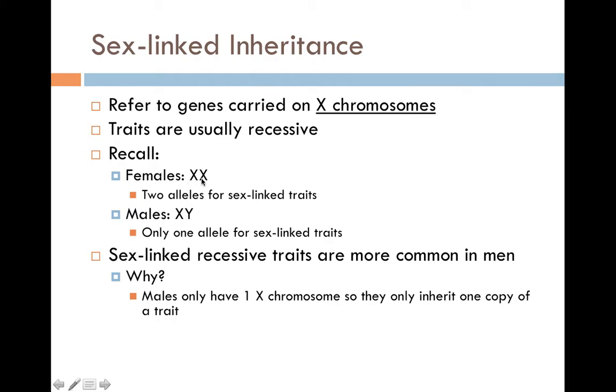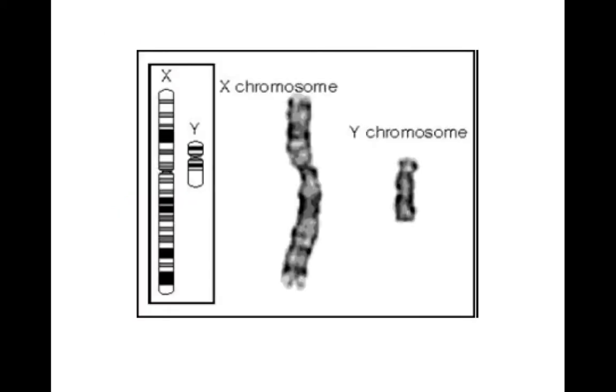Whereas females, we can inherit a bad copy of a gene on our X chromosome, but if we inherit the good copy or the working copy, then we're still okay. Males, you either get the good copy or you get the bad copy. That's pretty much it. And here's just a picture of the chromosome.